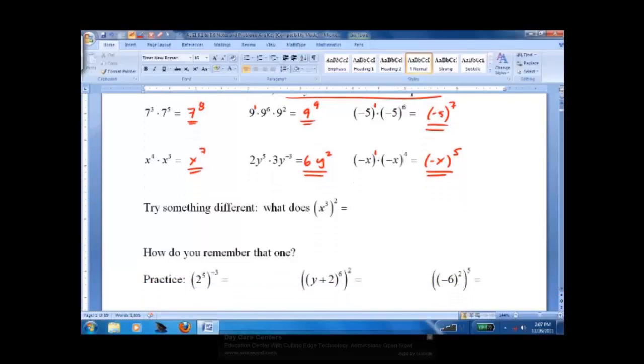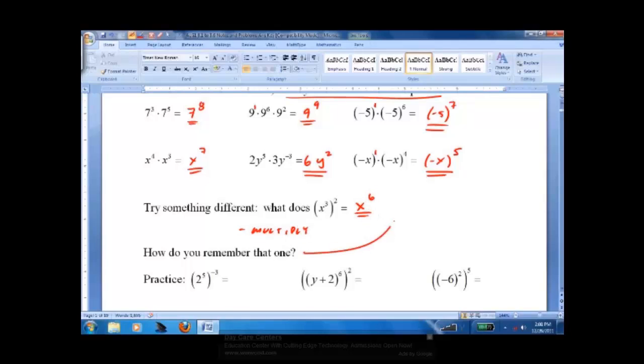Now, that's rule number 1, how to multiply exponents. And what if I take an exponent to a power? Well, now we're going to multiply, not add like we just did. So 3 times 2 is 6. That'll be x to the 6th.